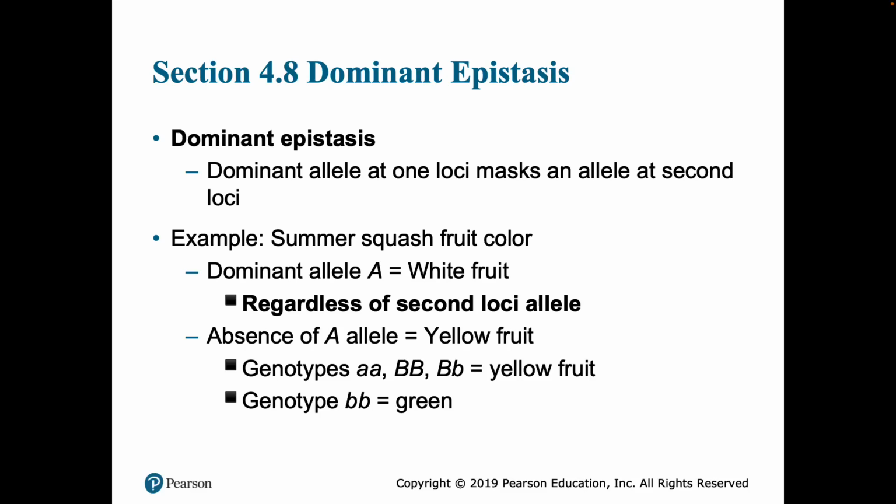So here's an example of what's called dominant epistasis, where a dominant allele at one locus masks an allele at the second locus. And so they give an example here of dominant epistasis with squash fruit color, where if the squash has an A allele, the A allele is dominant. So if squash has an A allele, it will be white no matter what. It doesn't matter what the B allele looks like.